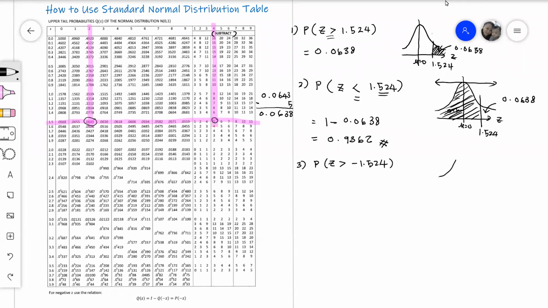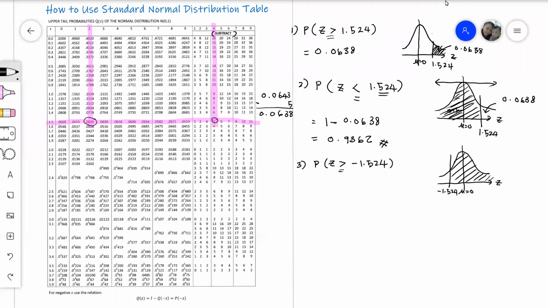So again, sketch the bell curve. This is our z-axis. And where is our Z score? Negative 1.524 is on the left side of our origin. And which area do we want? Do you see that it's greater than? So greater than means we have to shade everything on the right-hand side.